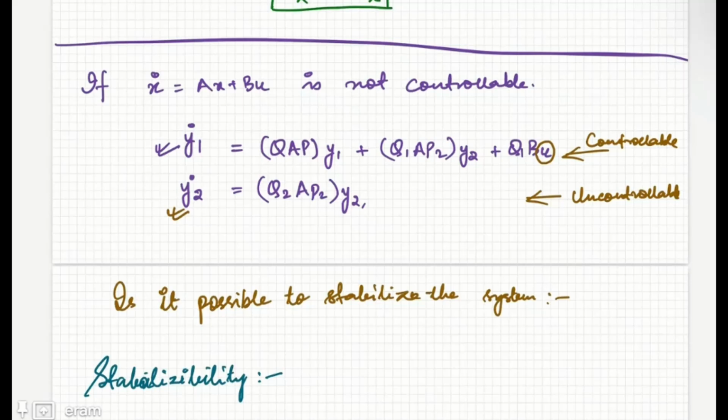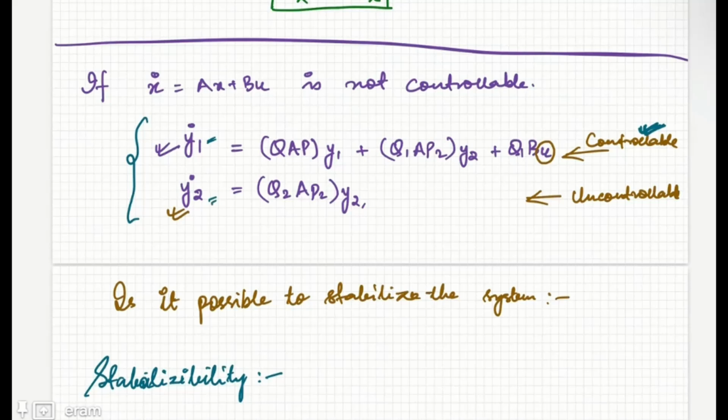But what if the system is not controllable? Suppose the system is of this form, then obviously we cannot design a state feedback controller K such that all the eigenvalues are on the left half plane, because the system is not at all controllable. Then how can we stabilize the system? Stabilizability means we don't have to worry about the controllable modes, because anyhow we can design a controller U to stabilize the states y1.